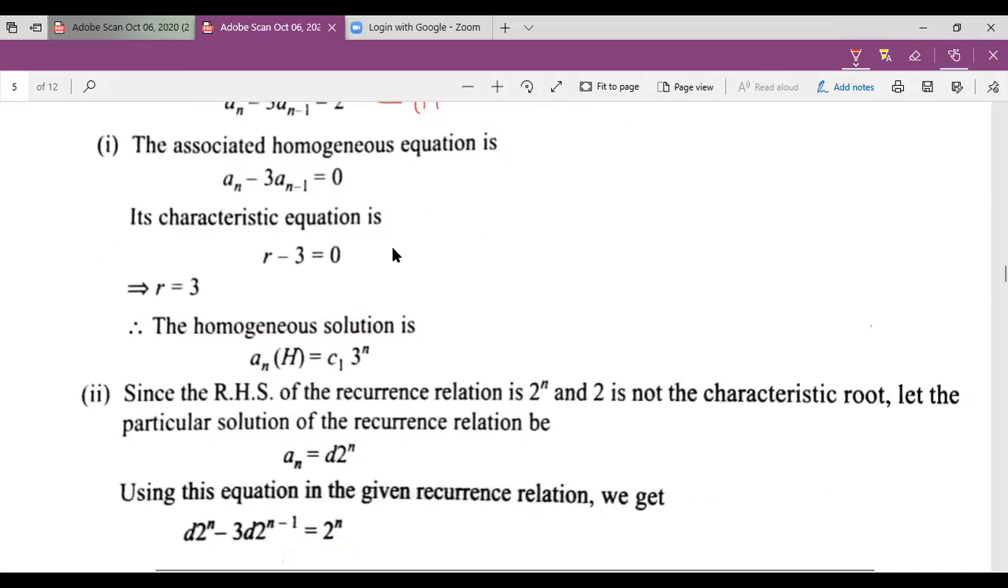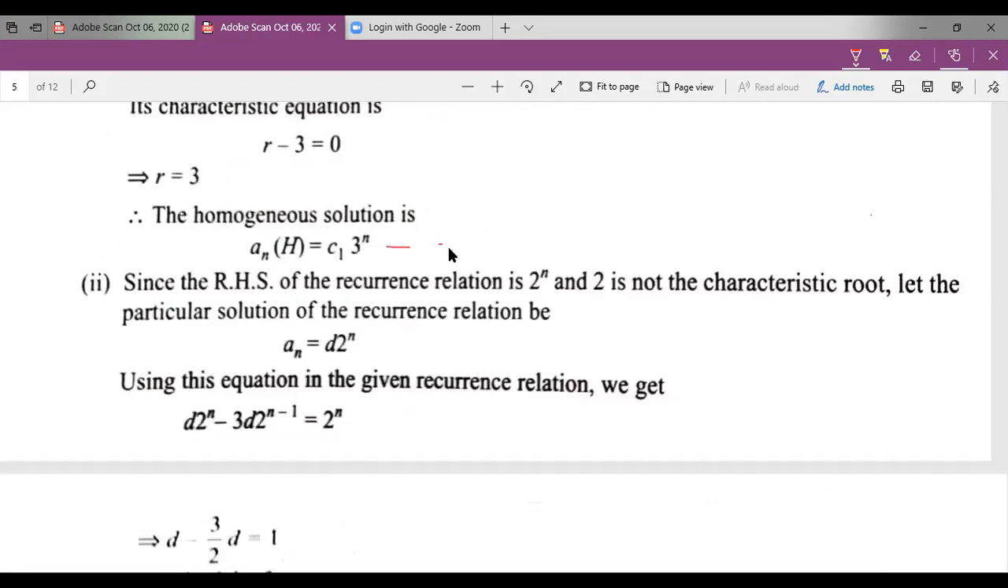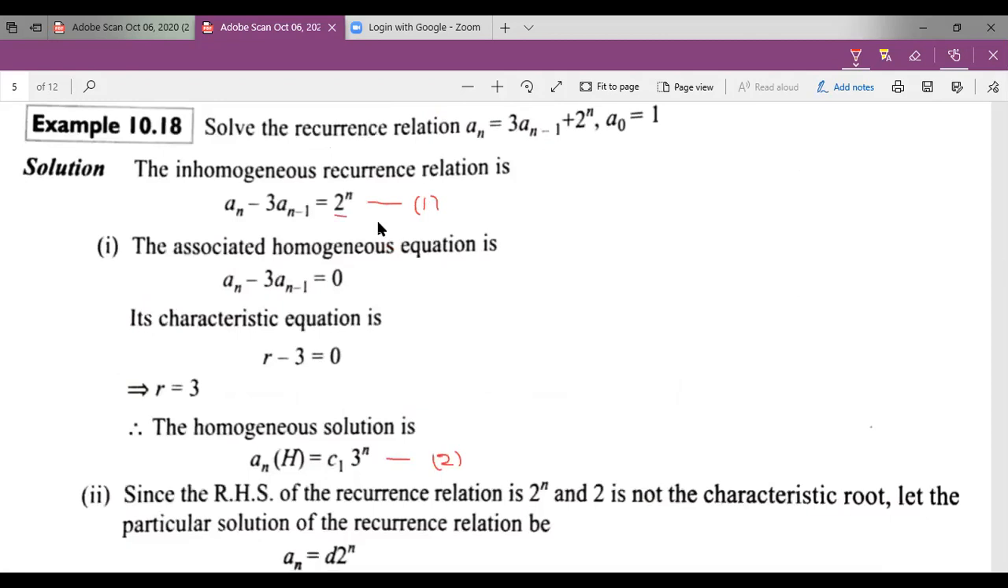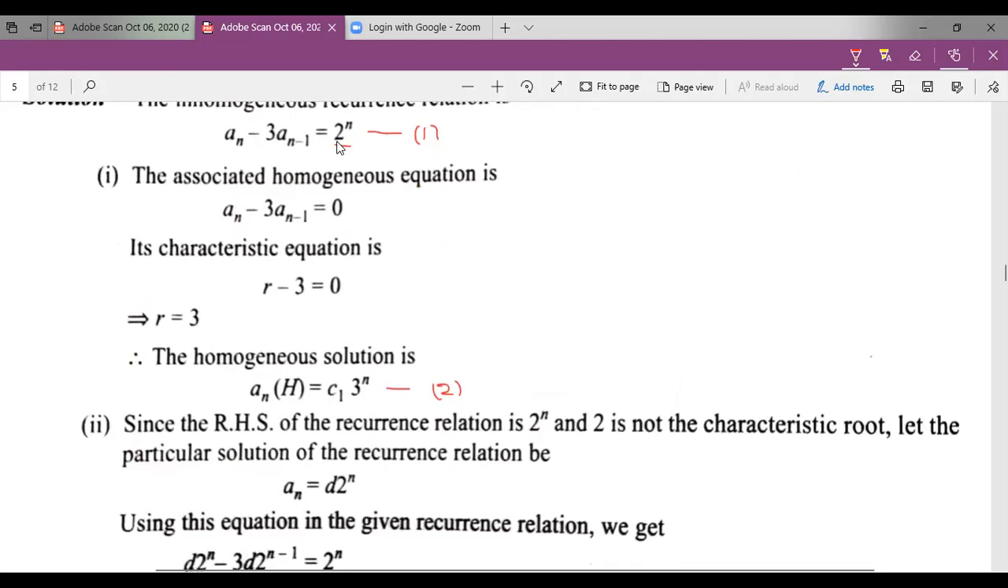Let this be equation 2. Next we find the particular solution of the given recurrence relation. The RHS of the recurrence relation is 2 to the power n, so it is of the form r to the power n, with r equal to 2. In the homogeneous equation we got r equal to 3, so 2 is not the characteristic root.